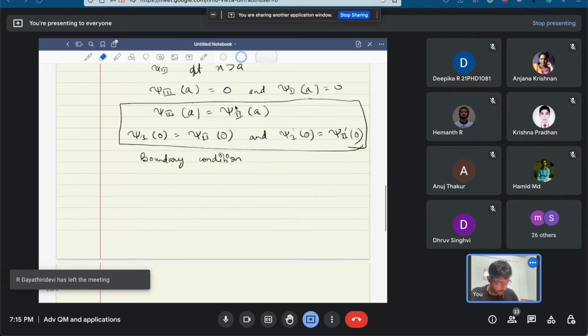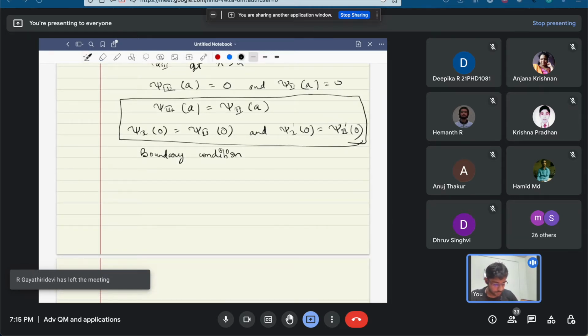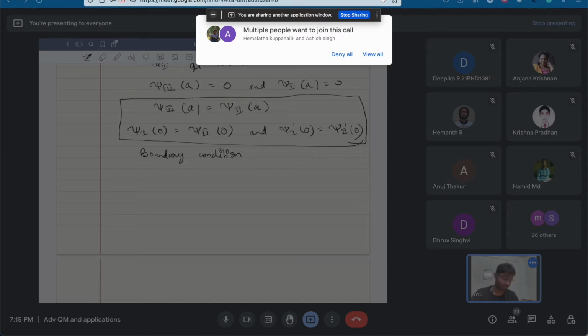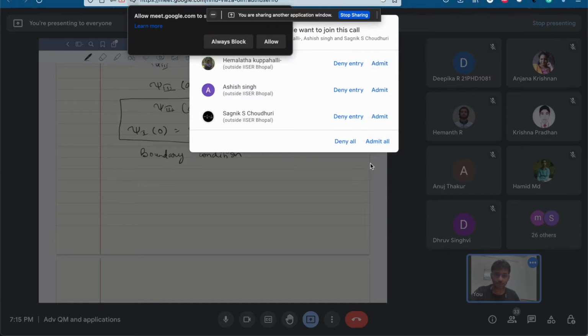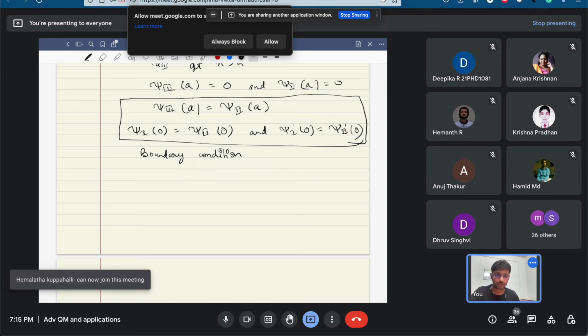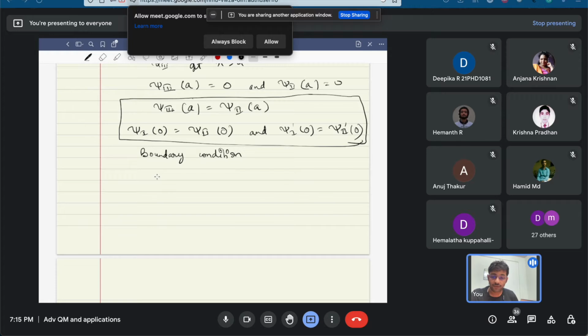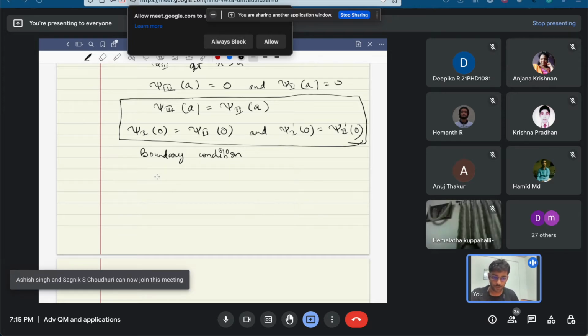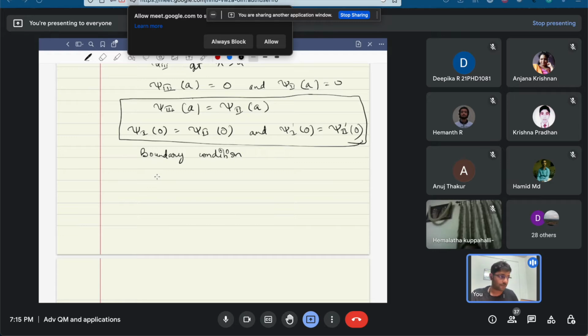Now next up, we are going to find the wave function. To find the wave function, we use the Schrodinger equation, right? So we all are familiar with the Schrodinger equation, I hope. If someone's not, then they can tell. But I am hoping that everyone knows what the Schrodinger equation is.